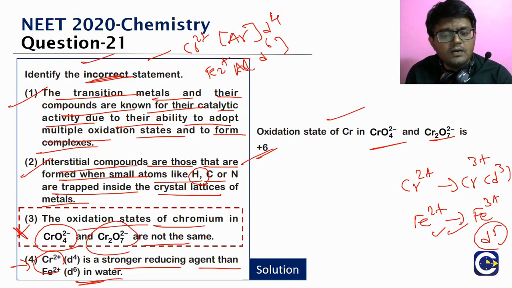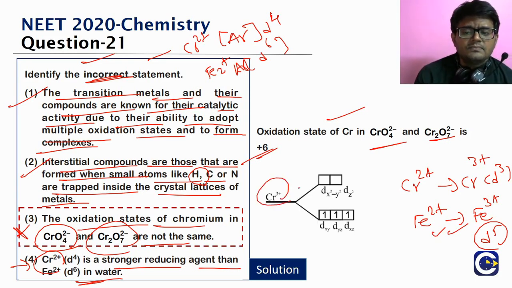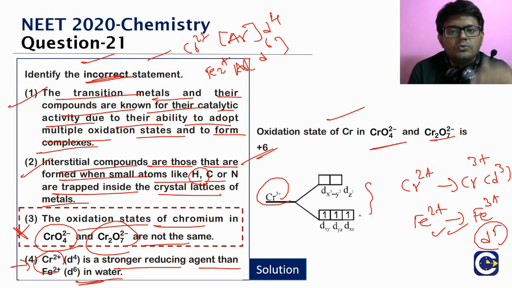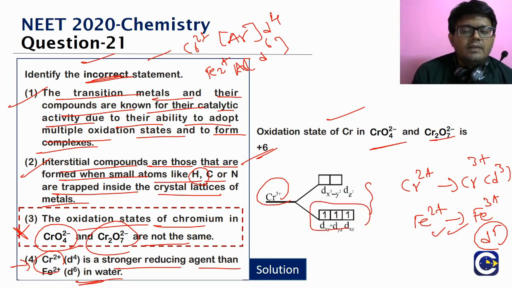Why? Because in water, the chromium 3+ will have the octahedral split, which means we will have the t2g and eg levels. So in the lower level, what will we have? The 3 orbitals. Octahedral will be having 3 orbitals in the lower level. So the d3 structure means what? One of these lower level d orbitals is filled with 1 electron each.